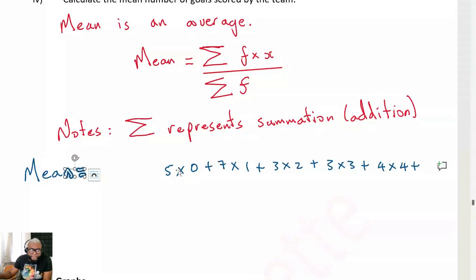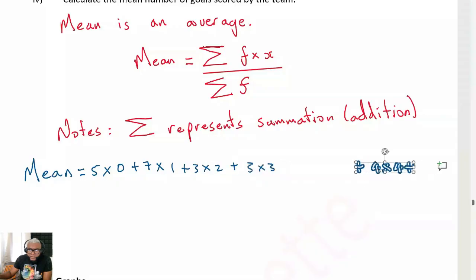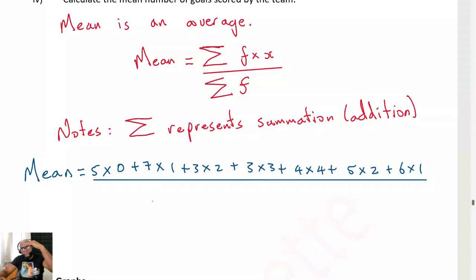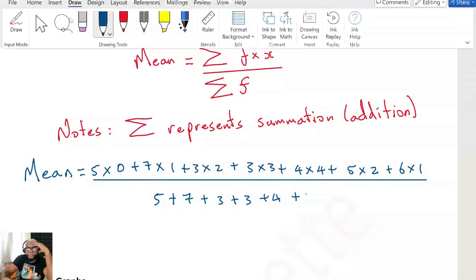I need to make some space here. Hold on. Is this 5, 6 plus what's the next one? 5 multiplied by 1, and then 6 multiplied by 1. Give me the F's now. The F's is the top column, right? So it'll be 5 plus 7 plus 3 plus 3 plus 4 plus 5. I don't think this is the top column. Plus 2.